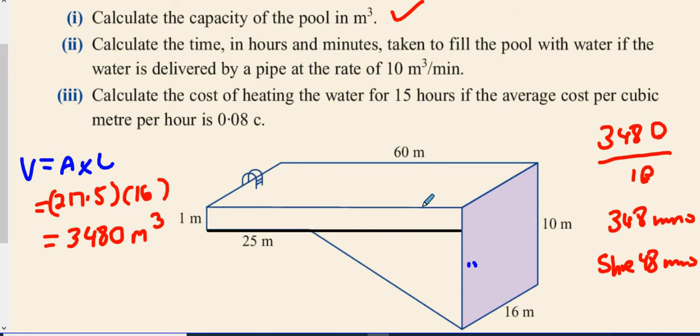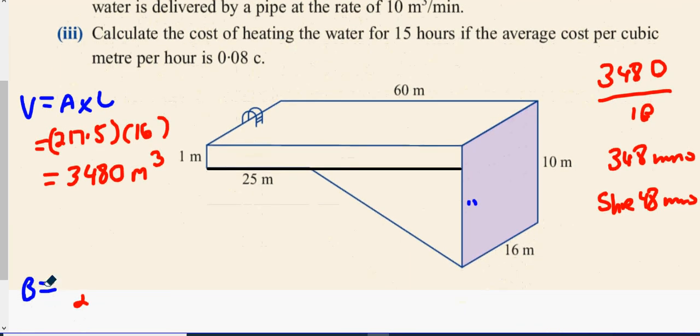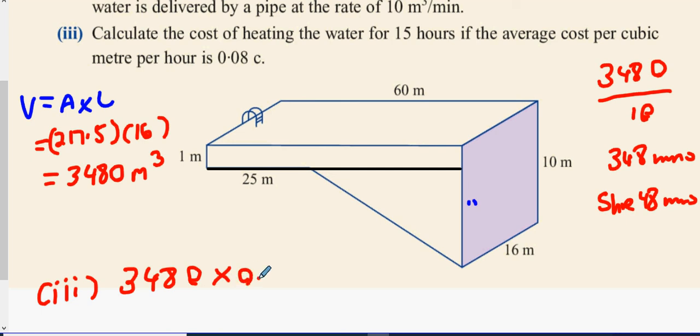So, first of all, what do I have to multiply 380 by to calculate the cost? 3,480, you're going to multiply that by 0.08. That tells you how much it costs to run it for 1 hour. Then you're going to multiply it by 15 to find out how much it takes for 15 hours. And what do you get?